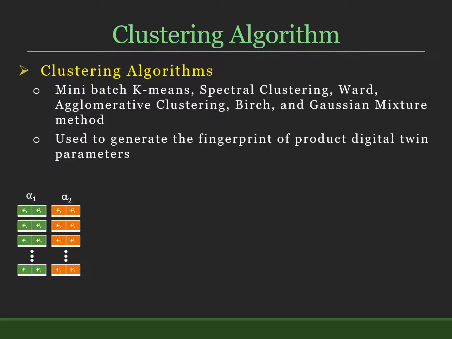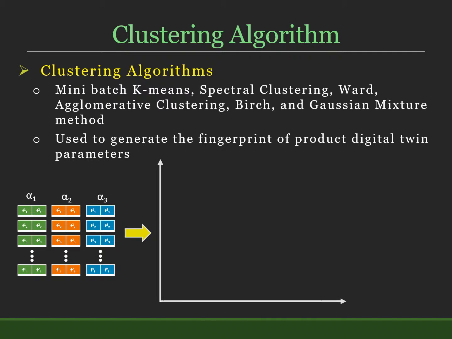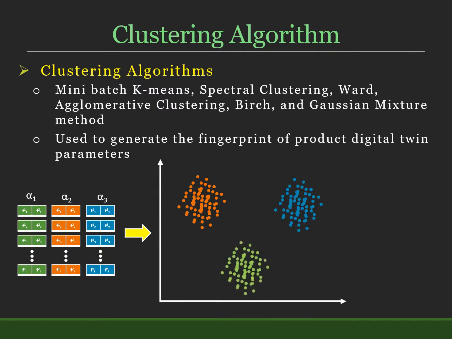Let us assume that we extracted two features each for the product digital twin parameters, the alphas, such as alpha 1, alpha 2, and alpha 3. Then, a silhouette coefficient is calculated among each of these features. Here, A is the average intra-cluster distance, and B is the mean of the nearest cluster distance.